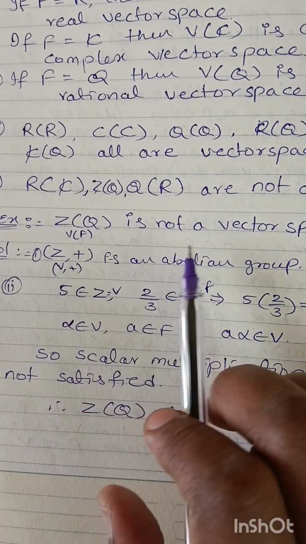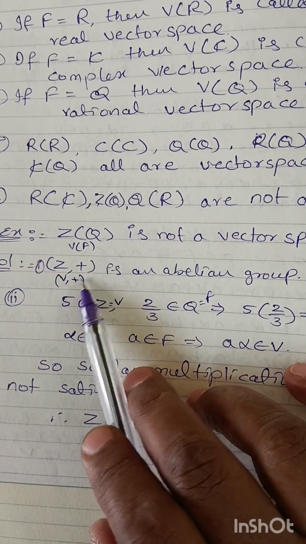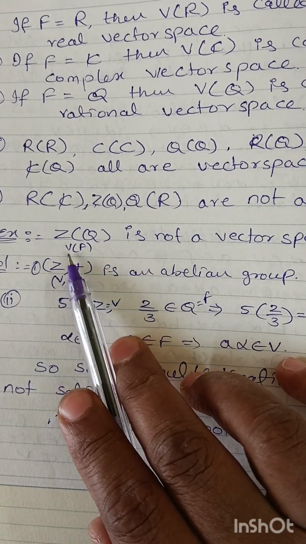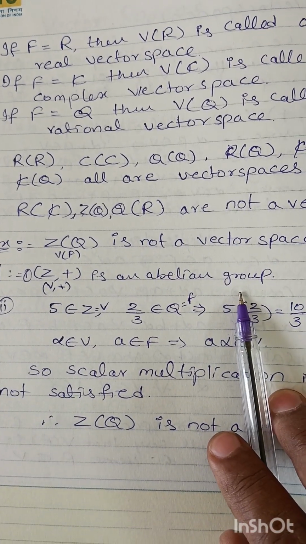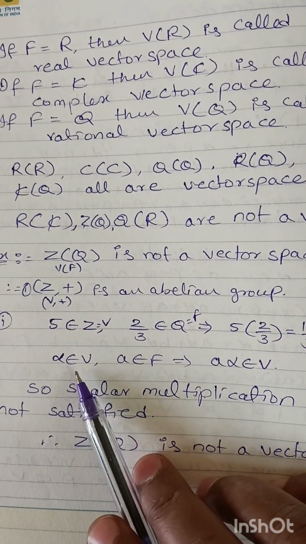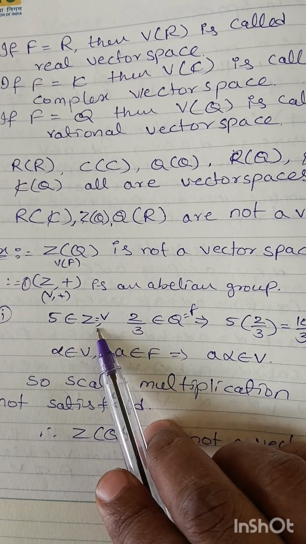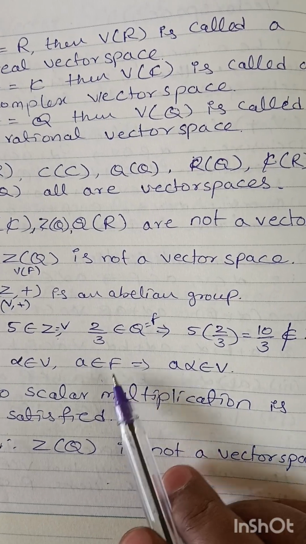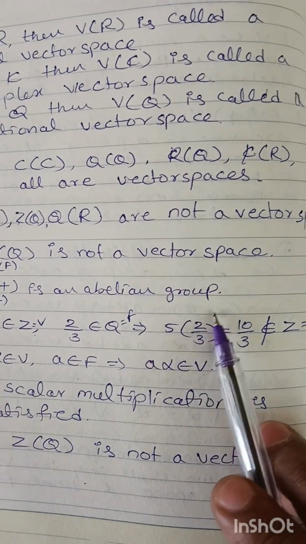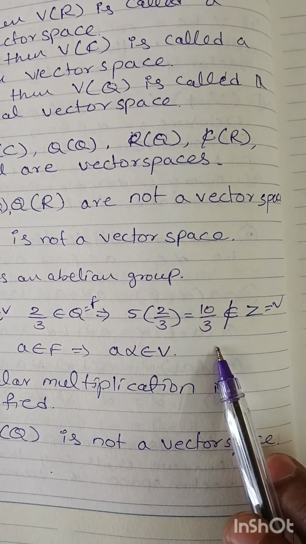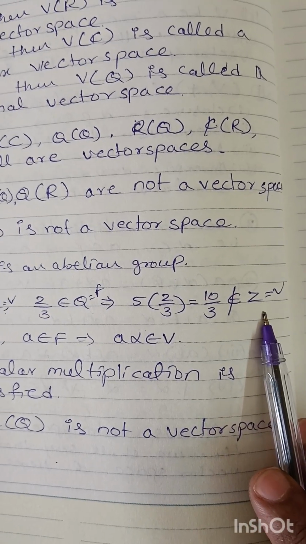So conditions for vector space. First one, (Z, +), that is (V, +), is an abelian group. So in V we have Z. So (Z, +) is an abelian group. Already we know. Next, scalar multiplication. We consider alpha belongs to V. So 5 belongs to Z. Next, a belongs to F. So 2/3 belongs to Q. a into alpha, 5 into 2/3, that is equal to 10/3. 10/3 does not belong to Z.